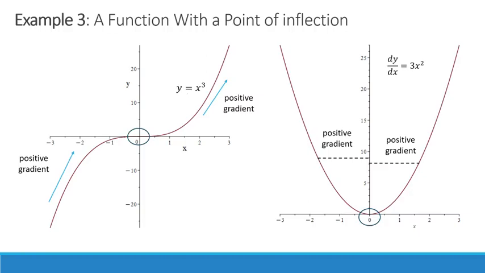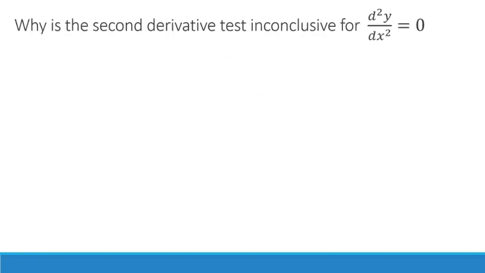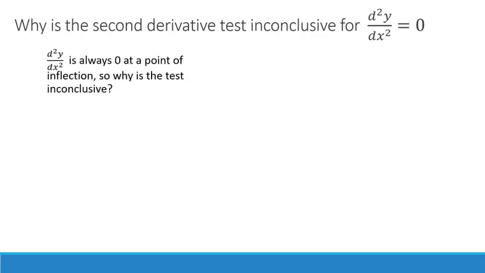Now looking at the second derivative test, we can see that when we substitute in the x-ordinate of the stationary point, we get 0. This means that the test is inconclusive. The second derivative is always 0 at our point of inflection, so why is the second derivative test inconclusive? It's because there are some special cases where maxima and minima can also have a second derivative that equals 0.